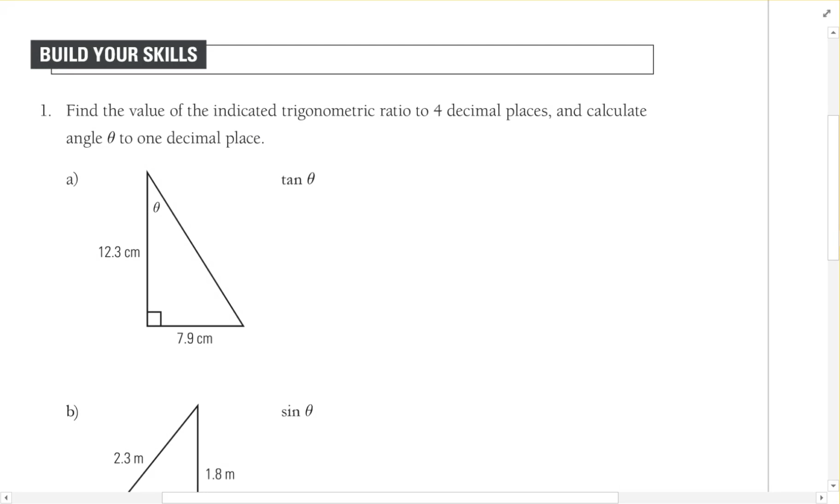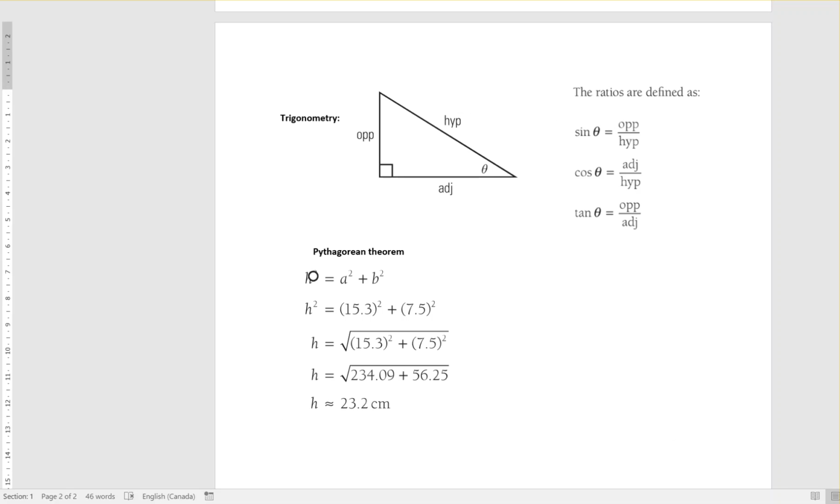So number one says find the value of the indicated trigonometric ratio to 4 decimal places and calculate the angle. This is called theta, that's the Greek name for that. So the angle theta to 1 decimal place. Okay, so trigonometric ratio. It's not too bad. So tan theta, it's saying the tan of whatever the angle is, that might be like 30 degrees or 20 degrees or something like that, right? So tan of the angle, we don't know what it is yet, is going to be equal to, and now just look to your formula sheet, and you can see that tan theta is equal to opposite over adjacent, right?